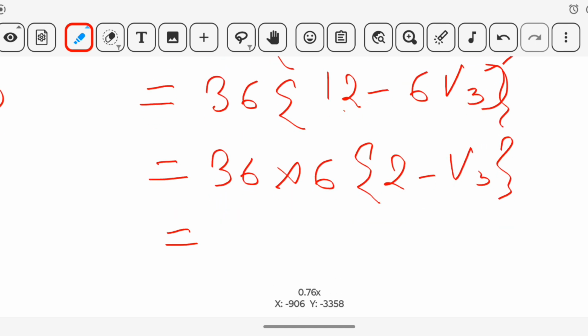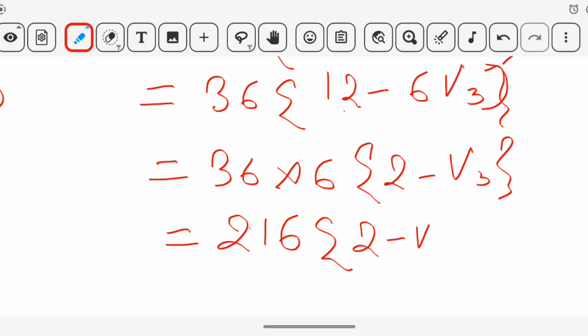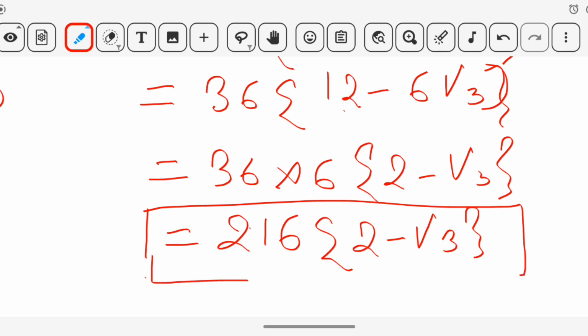So 36 multiplied by 6 is 216, multiplied by 2 minus root 3. So this is the value of P square. Easy. So this is the value of P square.